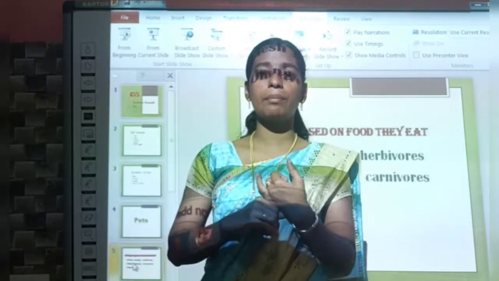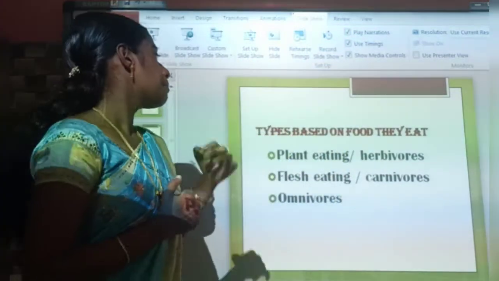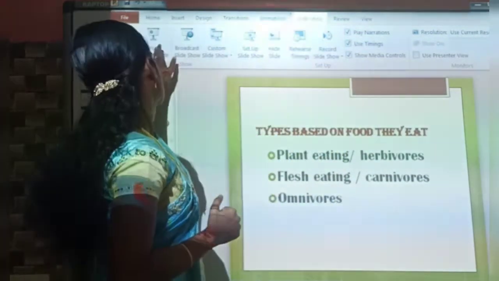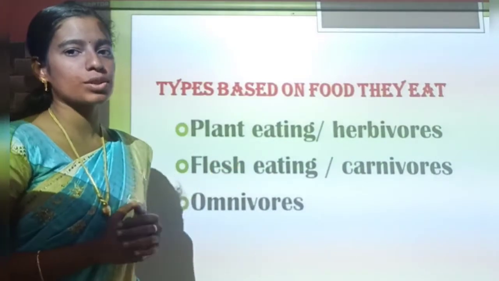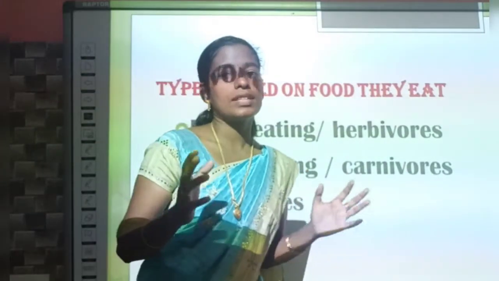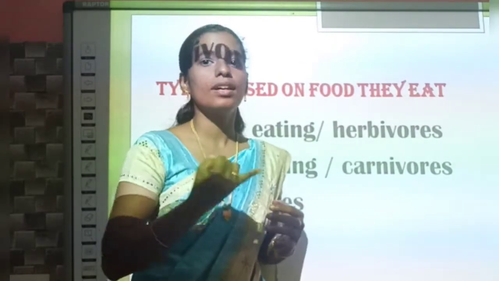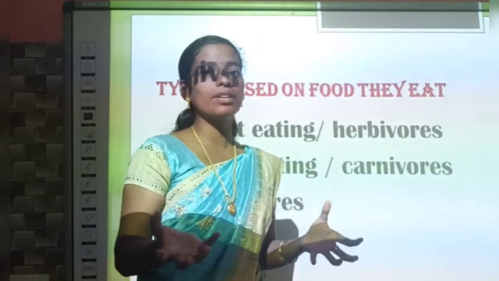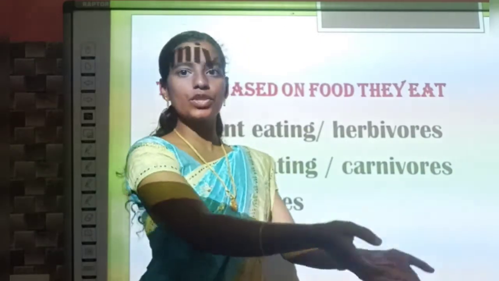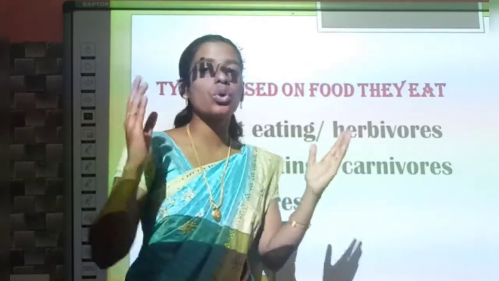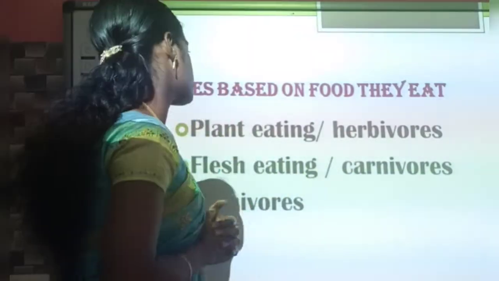What is meant by herbivores? It is also called plant eating. These herbivores are also called plant eating. This plant eating means animals eating plants. For example goat, cow, buffalo, we will give some plants from our locality for them to eat, right? So it is called herbivores.